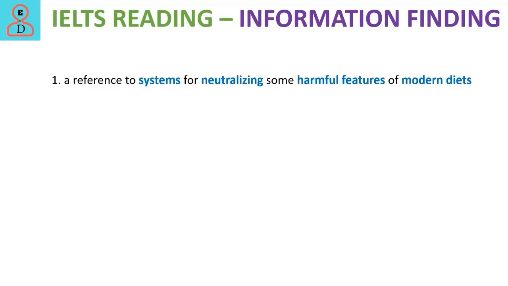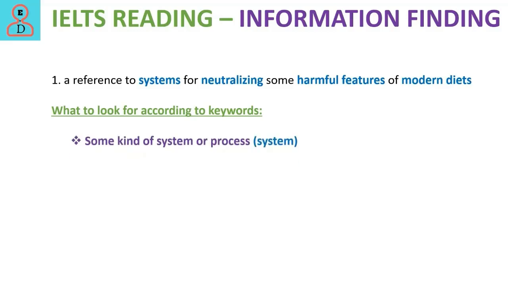Now we will try to understand in detail what these keywords represent and what we have to look for in the paragraph. First keyword is system, so we would first look for some kind of process in the paragraph that represents a system. The next keyword is neutralizing. Neutralizing means to remove the effects of something. Hence, combining the first two keywords, we have to look for a system that removes the effects.